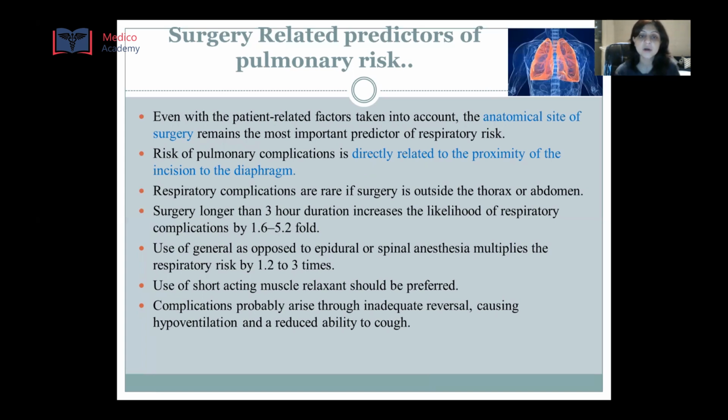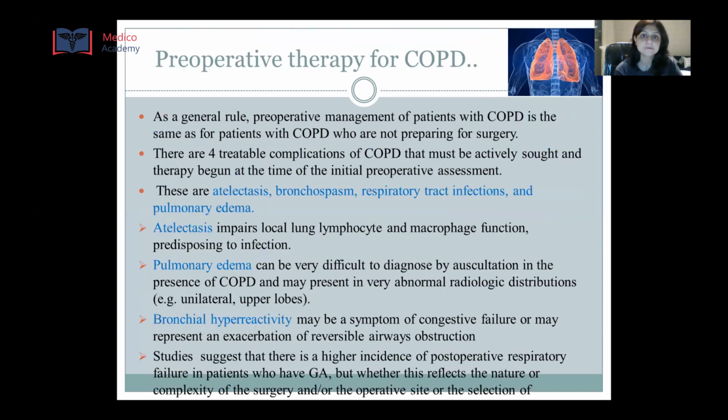A surgery which is longer than 3 hours duration will increase the likelihood of respiratory complications by more than 2 to 6 times. So length of surgery, again, very important. The use of general as opposed to epidural or spinal anesthesia will again multiply the respiratory risk by 1.2 to 3 times. The use of short-acting muscle relaxants should be preferred. Complications that can arise in these patients after surgery could be because of inadequate reversal, which can cause hypoventilation and a reduced ability to cough.